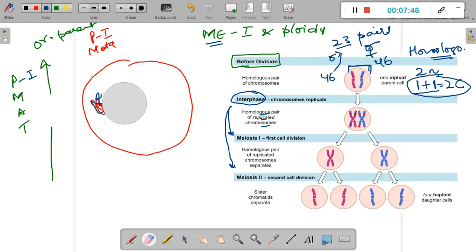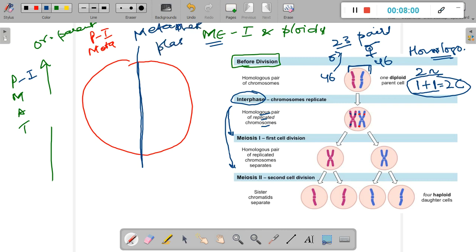But during metaphase, these chromosomes will align here at the equator of the cell. This is an imaginary plane, called the metaphase plate. This region is also called the metaphase plate. This is an imaginary central region, just like we have imaginary places on the planet Earth like the equator. Similarly, we have an imaginary position here.